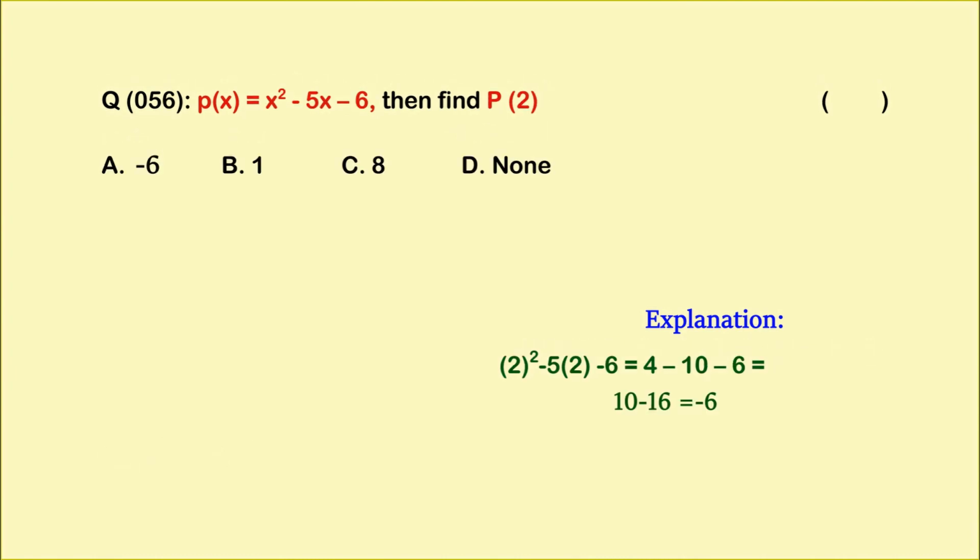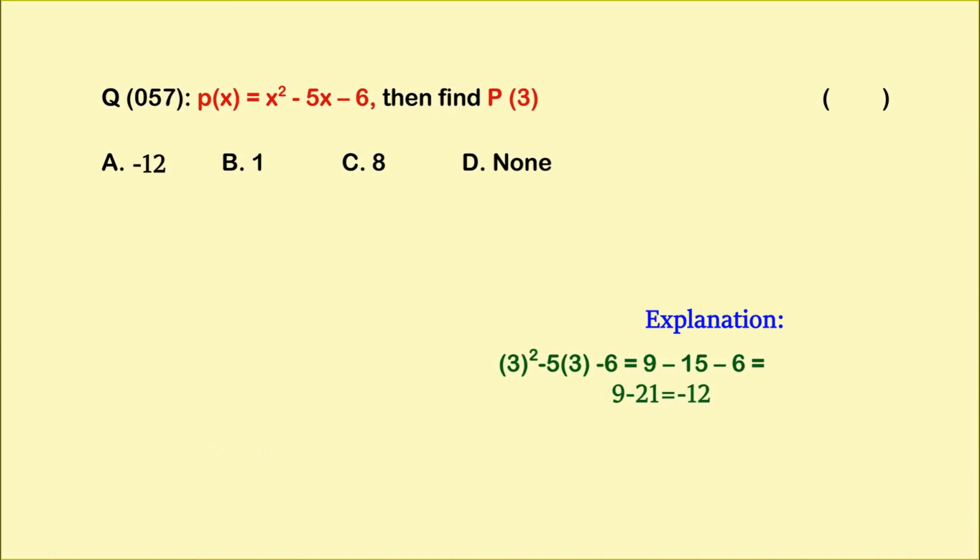Question number 56. P of x is equal to x square minus 5x minus 6. Then find P of 2. You can see in the explanation, if you substitute 2 in place of x, P of x becomes 2 square minus 5 into 2 minus 6, which is equal to 4 minus 10 minus 6. If you add minus 10 and minus 6, we get minus 16. So 4 minus 16 is equal to minus 12. So the right answer is A, minus 6.